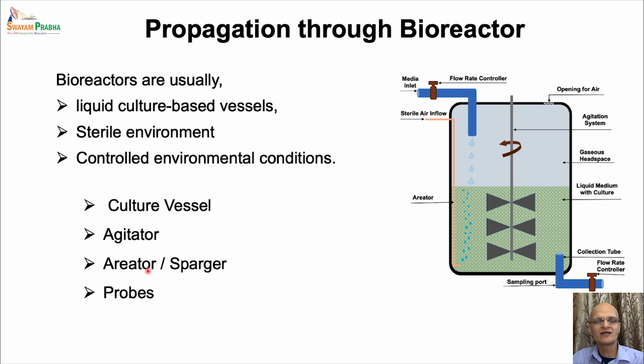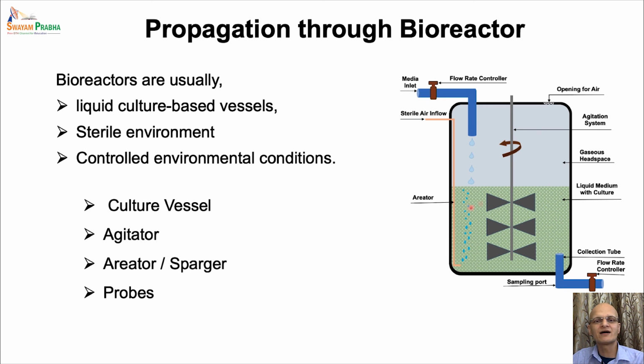Then we have another important component, the aerator or sprayer, which is usually a tube made of steel or stainless steel, and it is used to pass the compressed or filtered sterile air for aeration in the culture media. Then several other probes are used to monitor the climatic conditions inside the vessel, like the pH of the media or the temperature of the media.